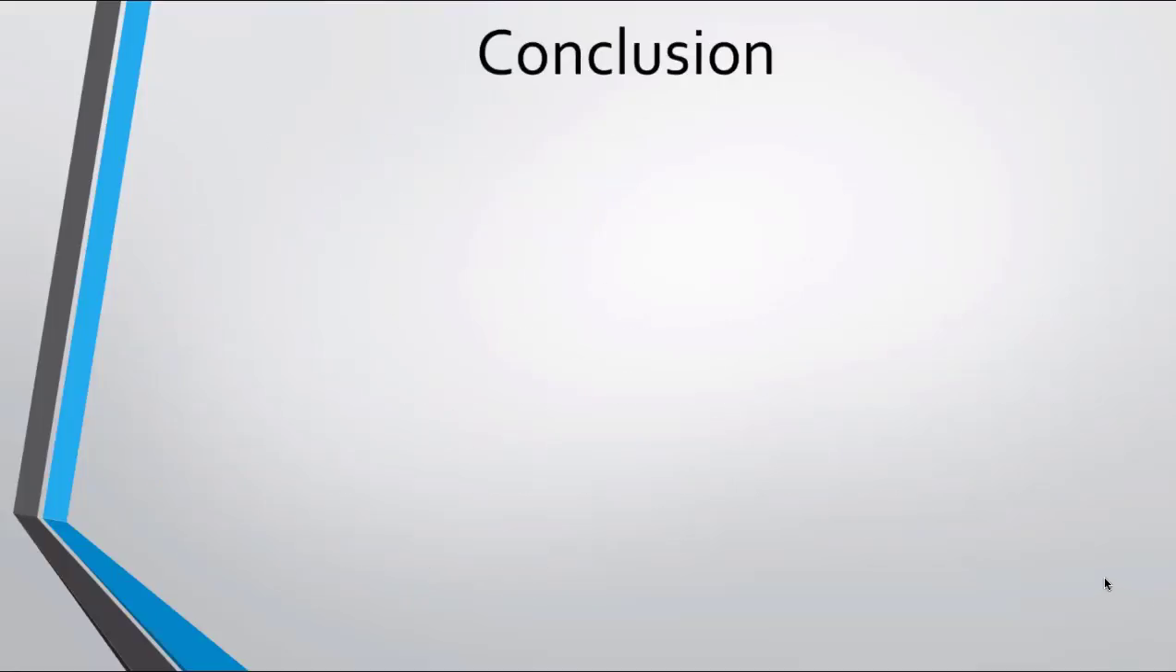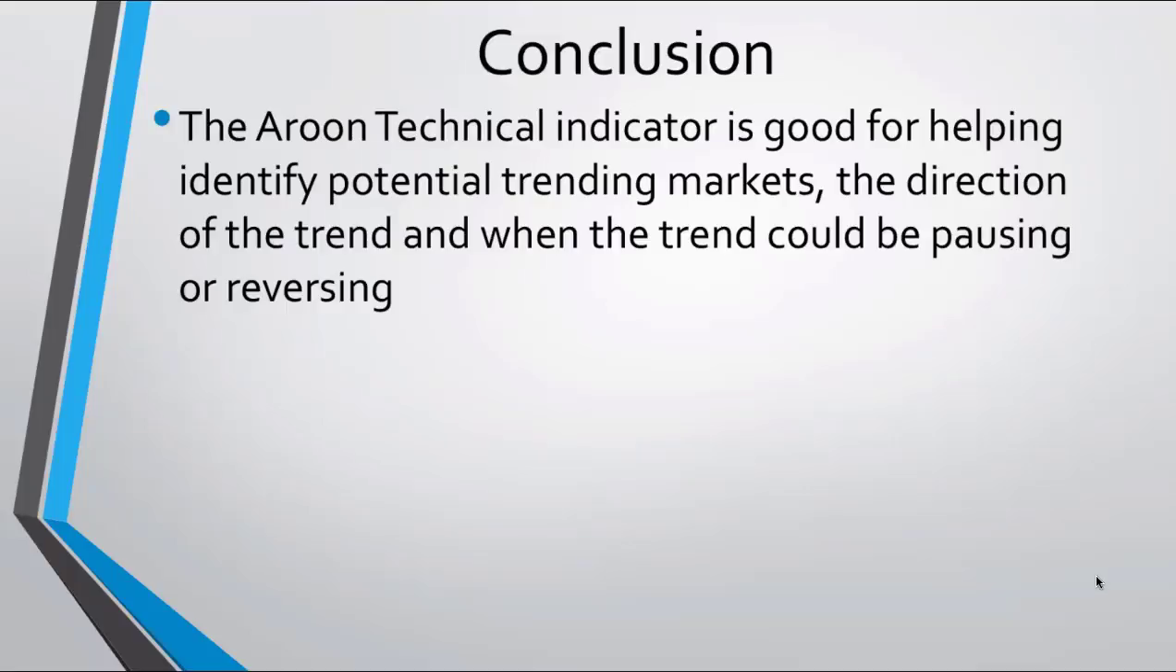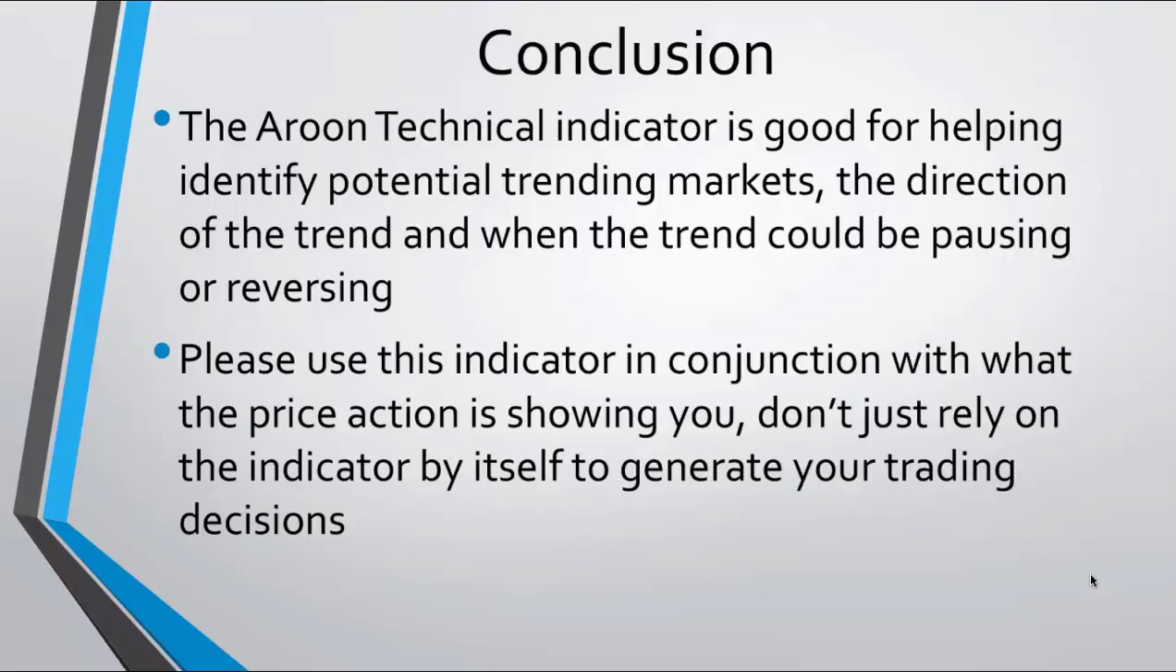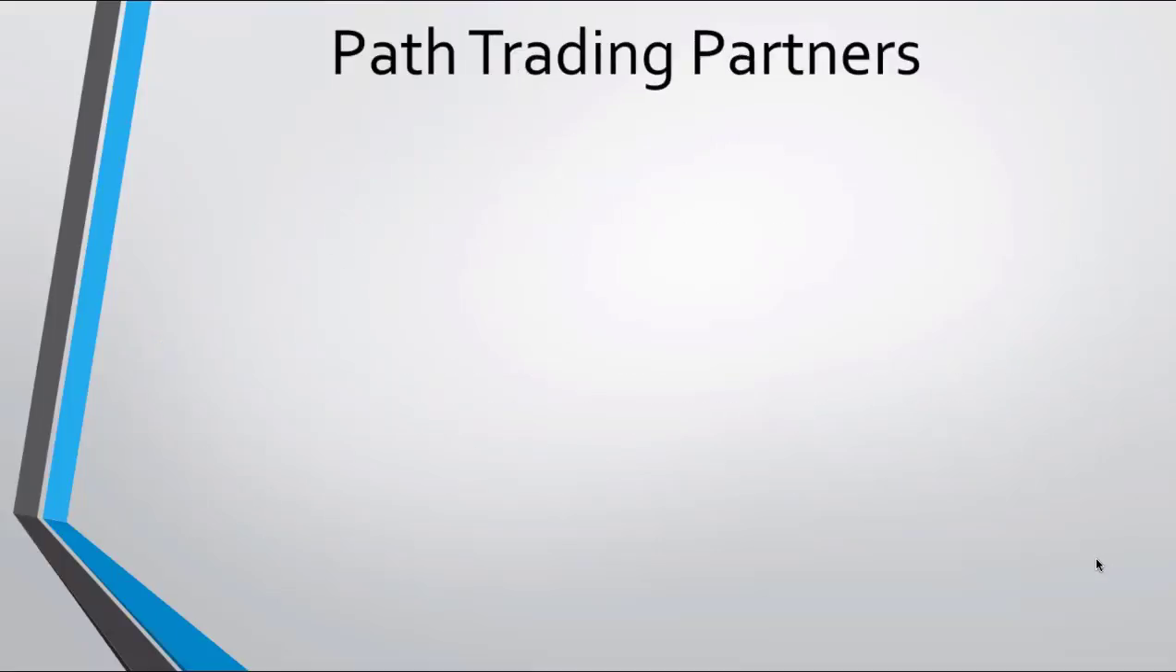So in conclusion, the Aroon technical indicator is good for helping identify potential trending markets, the direction of the trend, and when the trend could be pausing or reversing. Please use this indicator in conjunction with what the price action is showing you. Don't just rely on the indicator by itself to generate your trading decisions. Always rely on price action in conjunction with other tools. Any one thing is never going to give you high enough probabilities worthy of trading.